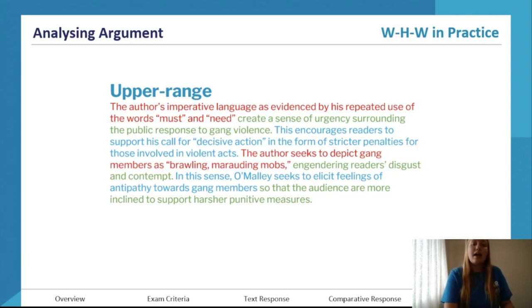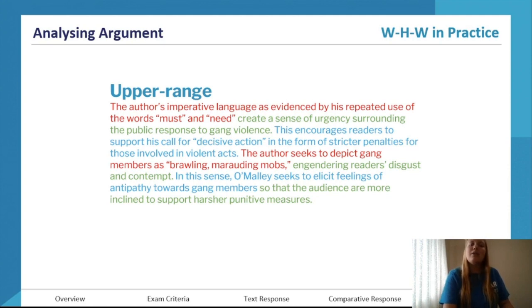The analysis is deep, looking at our why points. The language is very, very elevated. For example, it seeks to elicit feelings of antipathy. So you know how apathy means we don't care about something. The word antipathy means instead of not caring about something, we really dislike something, or we have a lot of contempt or hatred towards something. So here, the gang members.